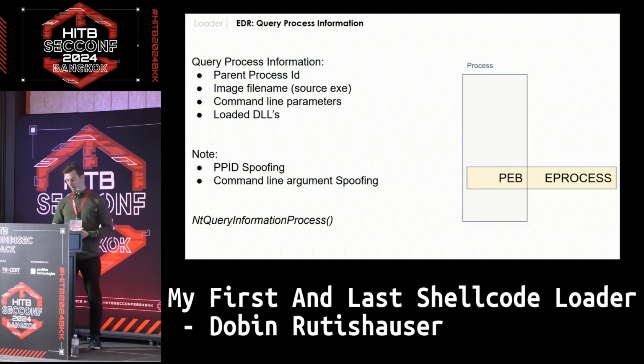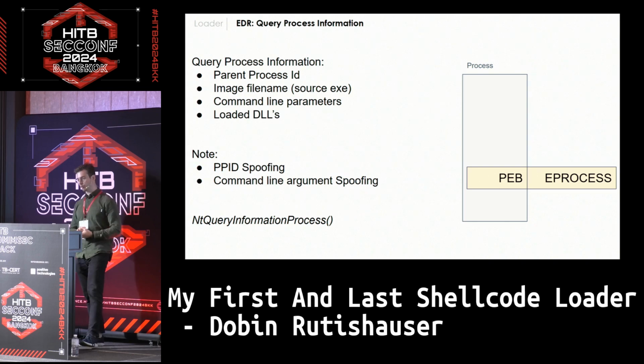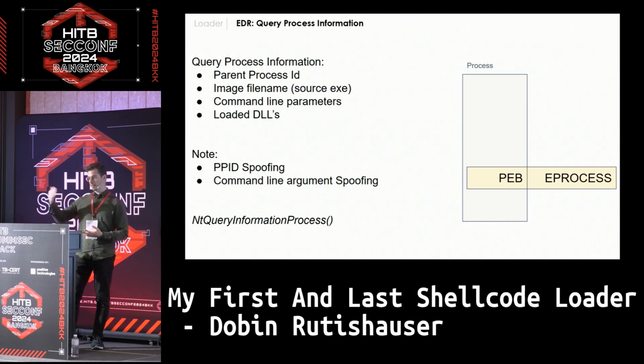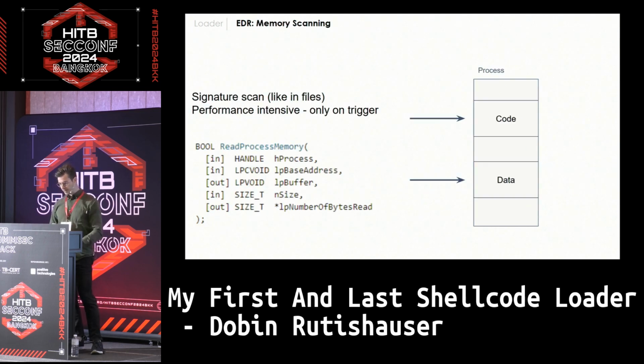Also in the PEB is the process parent ID, and so it's pretty easy to do this parent spoofing or the command line spoofing. Some information are also in EPROCESS, so the PEB is in our own address space. We can just modify it as we want. EPROCESS is in kernel, can still be more or less modified through some tricks, but that's not interesting for today.